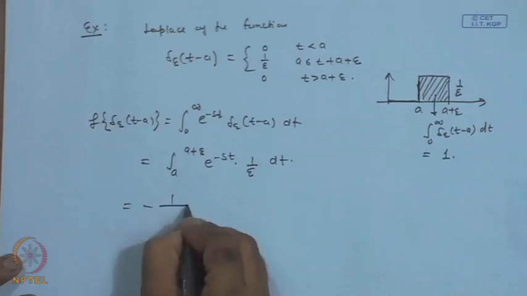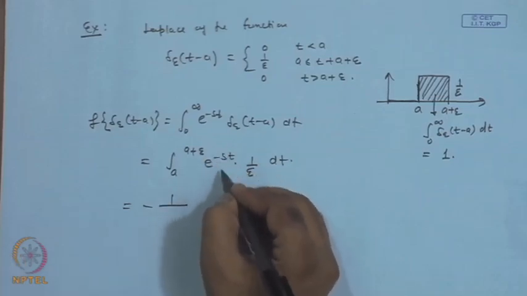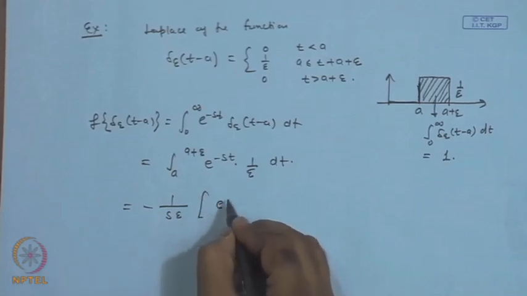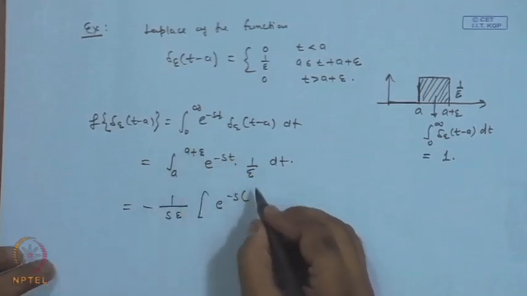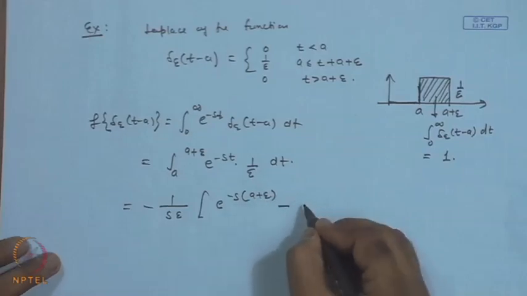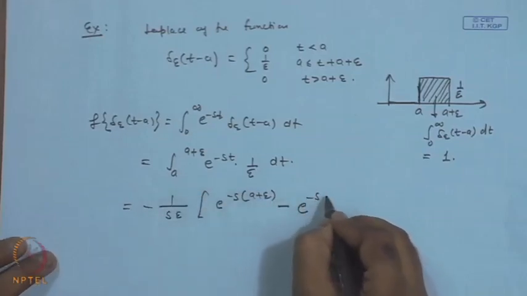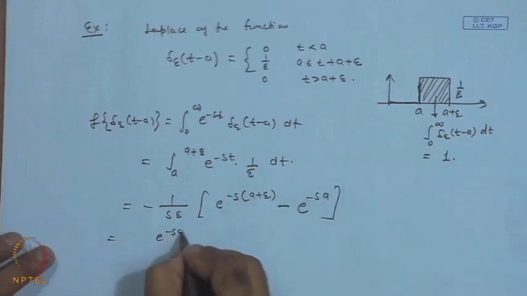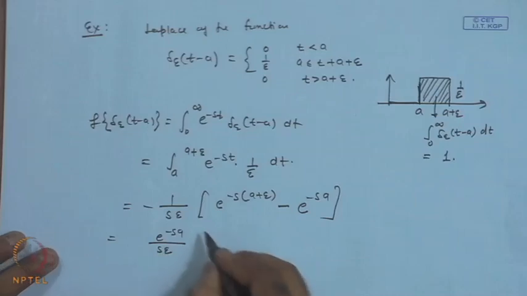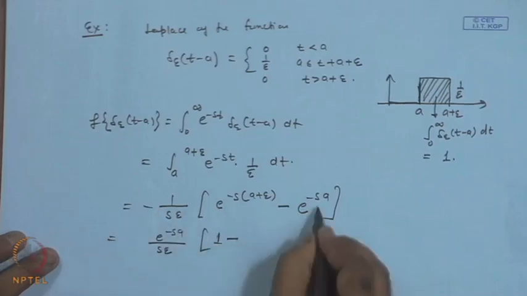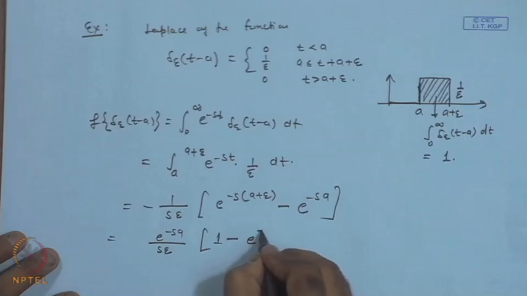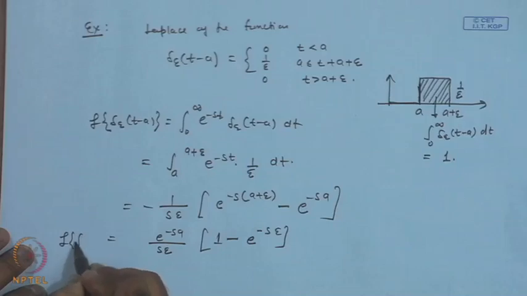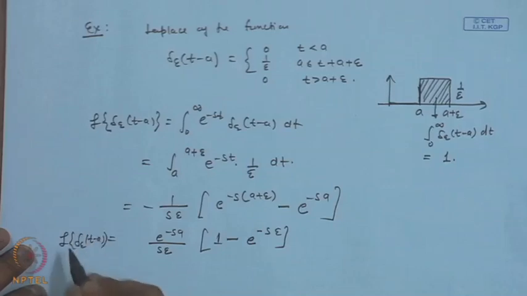So, here minus 1 over s epsilon, and then e to the minus st, with t replaced by a plus epsilon, minus the lower limit, e to the minus sa. So, this we take common, e to the minus sa over s epsilon, and this minus we accommodate there. So, we have 1 minus e to the minus s epsilon. So, this is the Laplace transform of delta epsilon (t minus a).